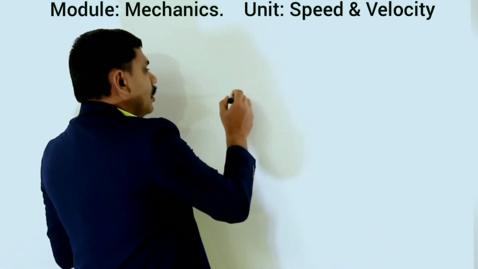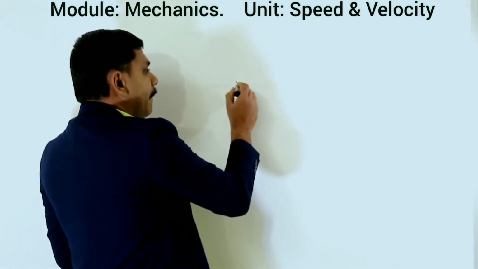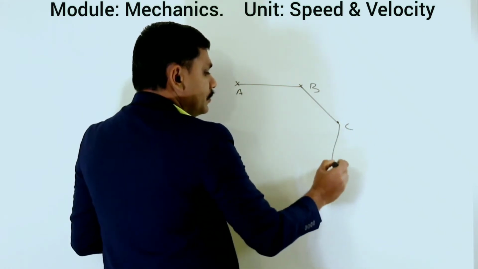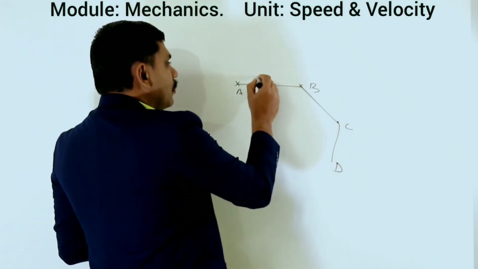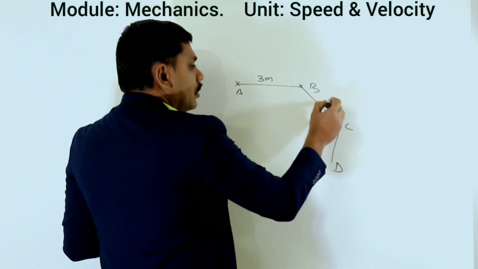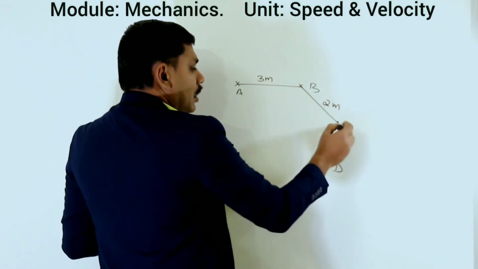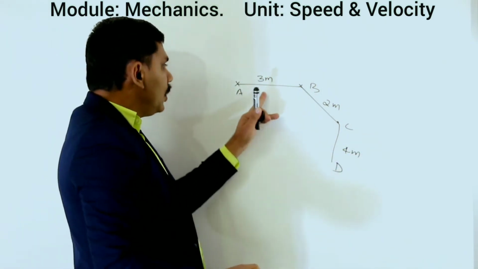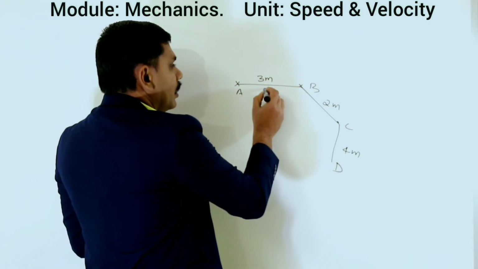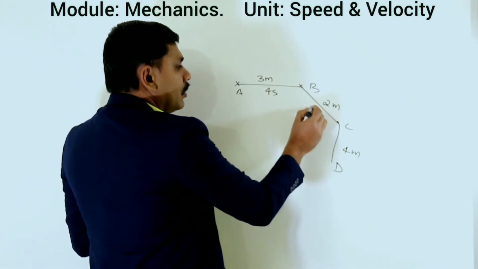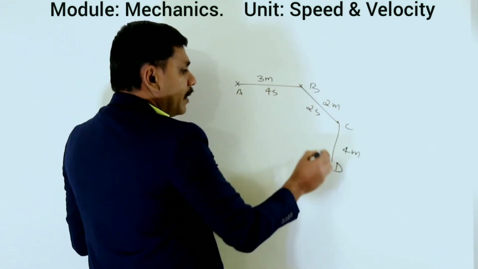Average speed. You are moving from A, B, C, D. A to B, for example, 3 meter. B to C, 2 meter. And C to D, 4 meter. And you are taking a time here 4 second, here 2 second, here 3 second.